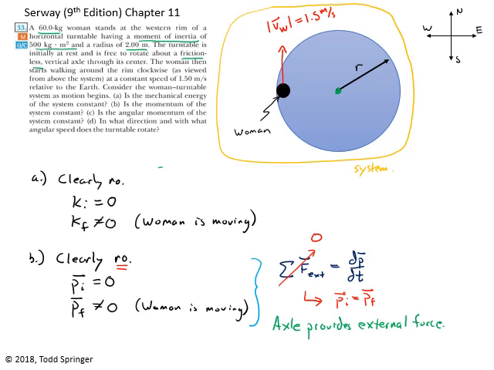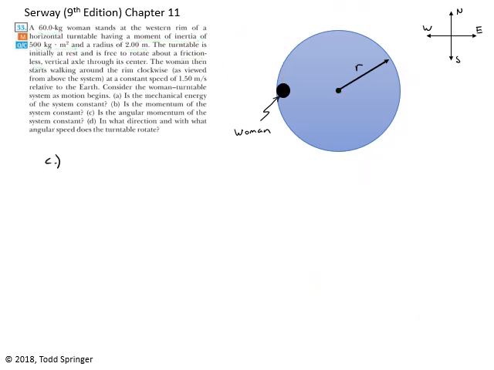Okay, let's go on to the next part of the system. So for part C, we want to know, is the angular momentum of the system constant? So you have to ask yourself, under what conditions is angular momentum constant or not? So we need our Newton's second law, but for rotation. It looks like this. External torques acting on a system will be dL/dt, where L is the angular momentum of the system.